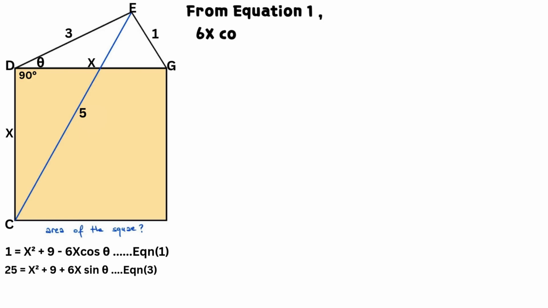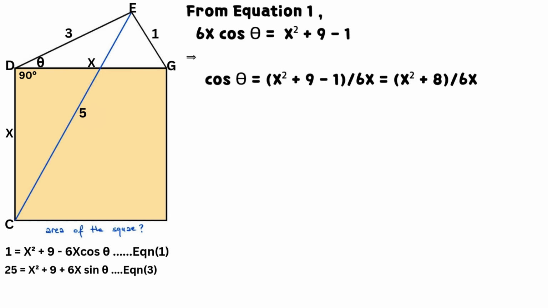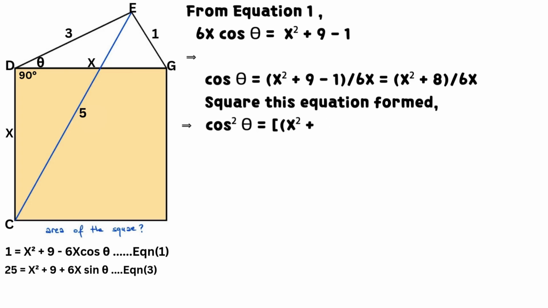From equation 1, 6 times x multiplied by cosine theta equals the square of x plus 9 minus 1. This implies that cosine theta equals the sum of the square of x and 8, all divided by 6 times x. As shown on the screen, square this equation. We have that the square of cosine theta equals the square of the sum of the square of x and 8, all divided by 6 times x. We call it equation 4.